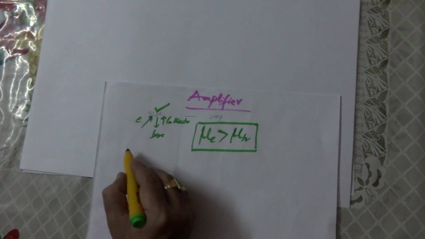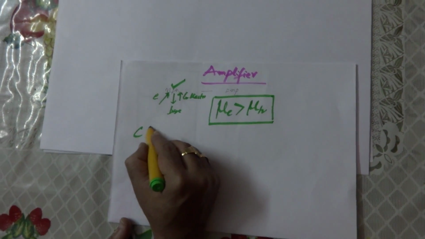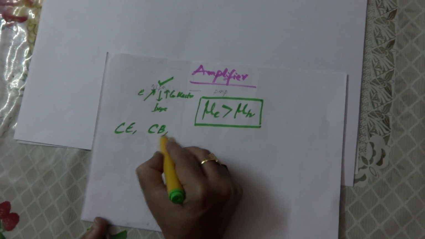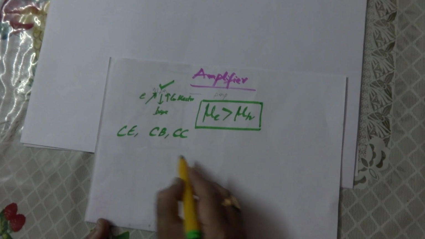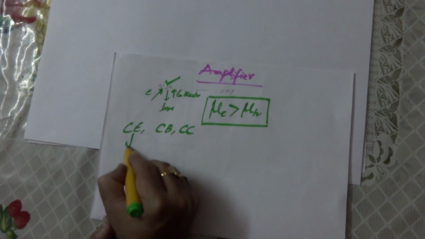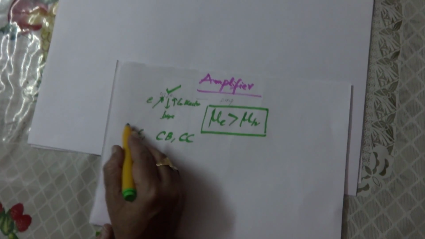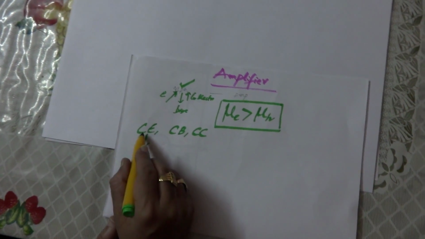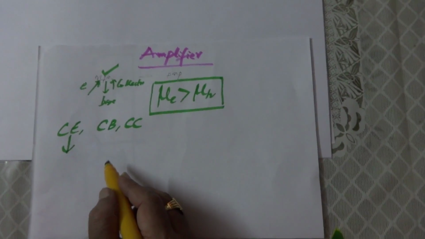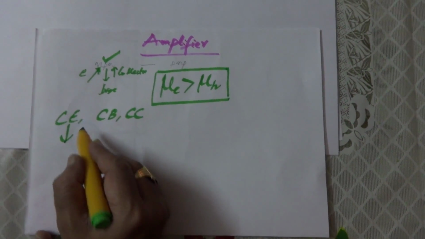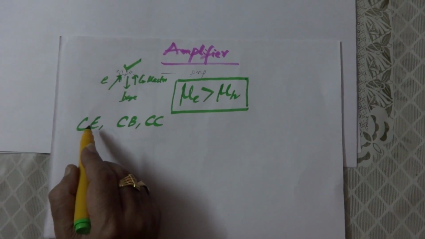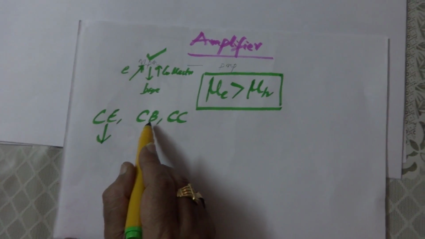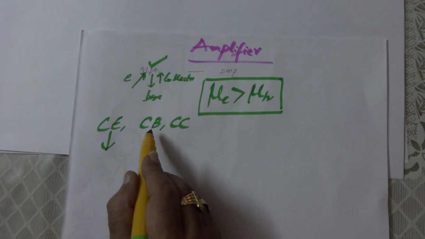Now transistor can be operated in three different modes: common emitter, common base and then common collector. Now in the syllabus of CBSE, common emitter is only there. Why common emitter is preferred over common base? The gains, the current gain, voltage gain and power gain are much more when compared to the common base configuration.